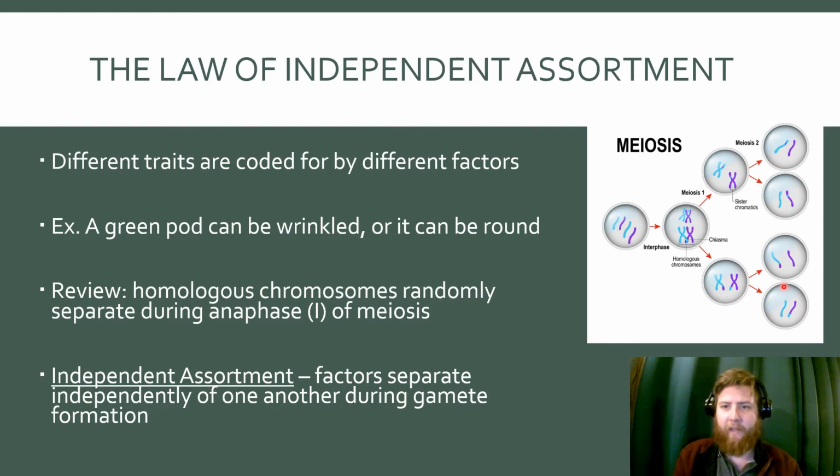So if you look at these 4 daughter cells, none of them have the same genetics as each other. They are all completely independent. They all have different traits. They all have different things that we're going to expect to see.